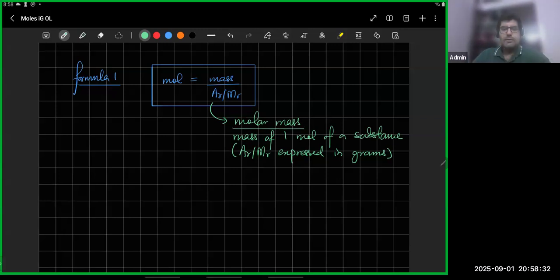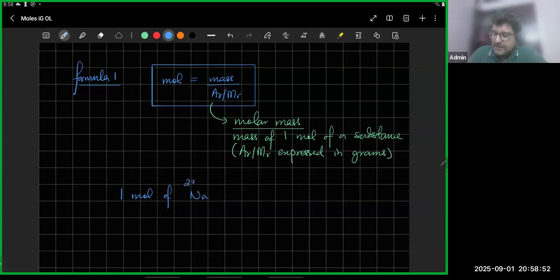Yeah, that's what molar mass is. AR or MR expressed in grams. So I'm going to explain what molar mass is. It's the mass of 1 mole of a substance. So if I have 1 mole of sodium atoms, the molar mass is written in the periodic table.